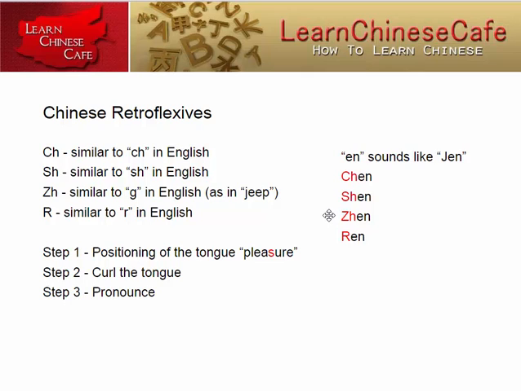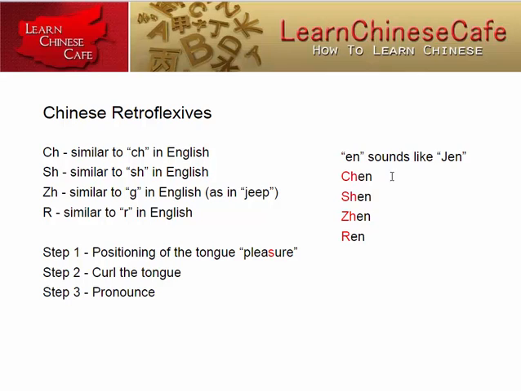Okay, here, same thing. Tongue is curled. Jen, jen, jen. Without my tongue curled. Jen, jen, jen. With my tongue curled. Jen, jen, jen.